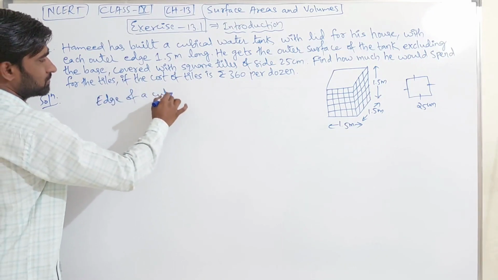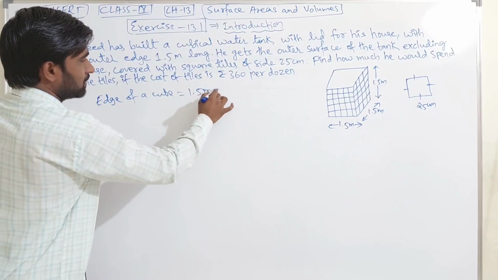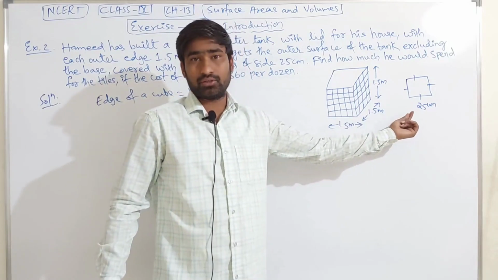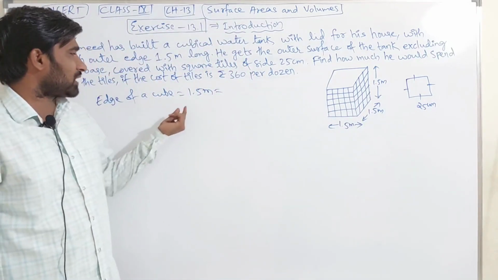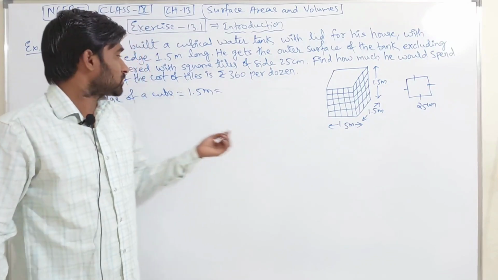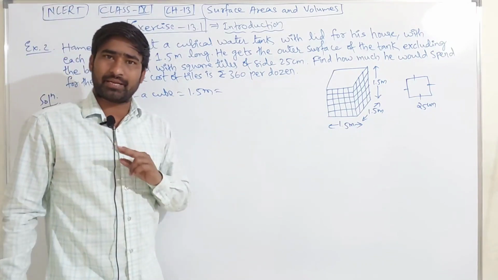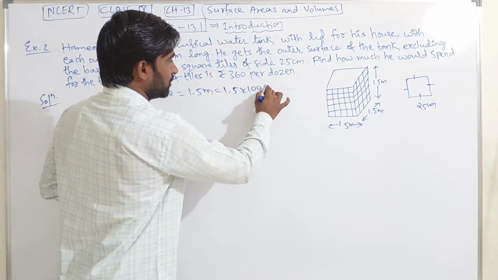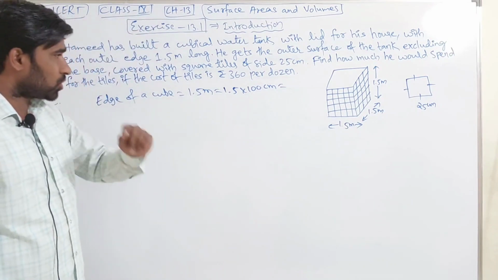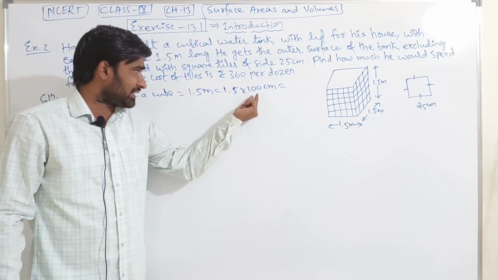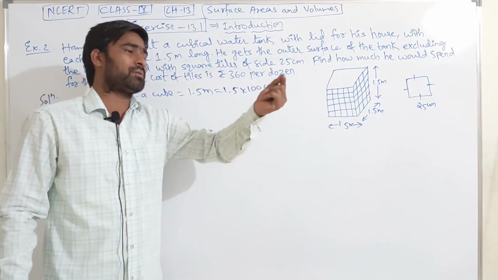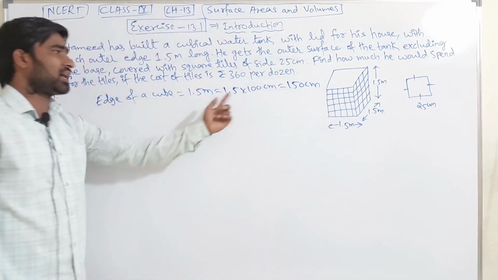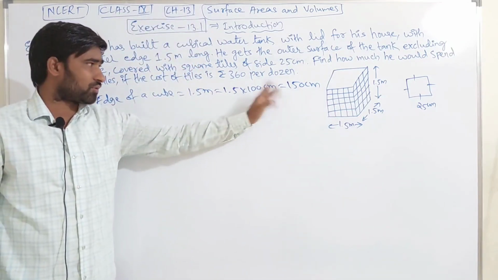The edge of a cube is given as 1.5 meter, but the side of a tile is given in centimeter. So we will convert the edge of the cube from meter to centimeter. While converting meter to centimeter, we have to multiply by 100. So 1.5 multiplied by 100, the unit will change into centimeter. While multiplying any decimal number by 100, remember that we have to shift 2 decimal places to the right side. So here we will get 150 centimeter, the side of the cubical tank.